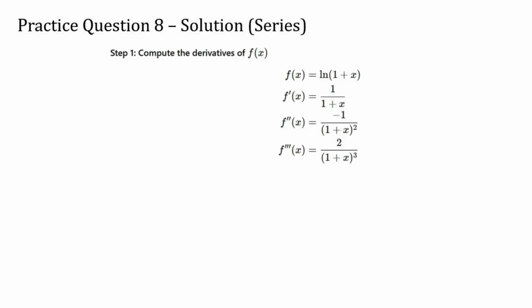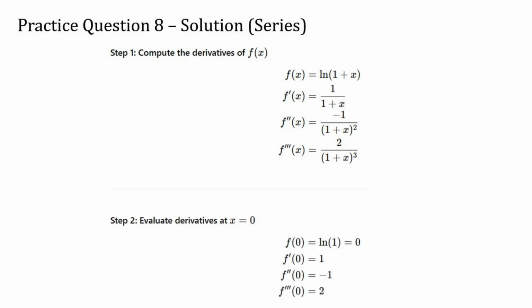We begin by computing the derivatives of the function. The first derivative of the natural log of 1 plus x is 1 over 1 plus x. The second derivative is -1 divided by the square of 1 plus x. And the third derivative is 2 divided by the cube of 1 plus x. These expressions give us the building blocks for the Taylor polynomial.